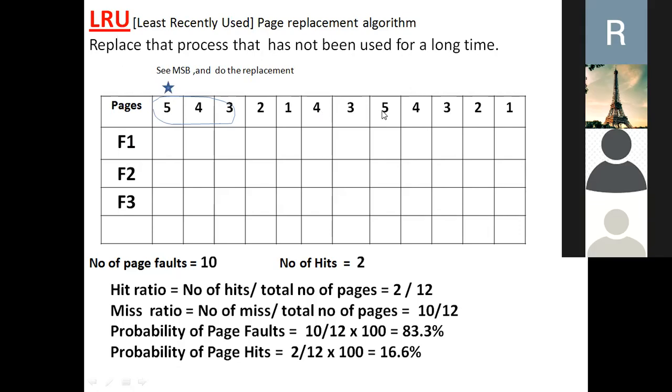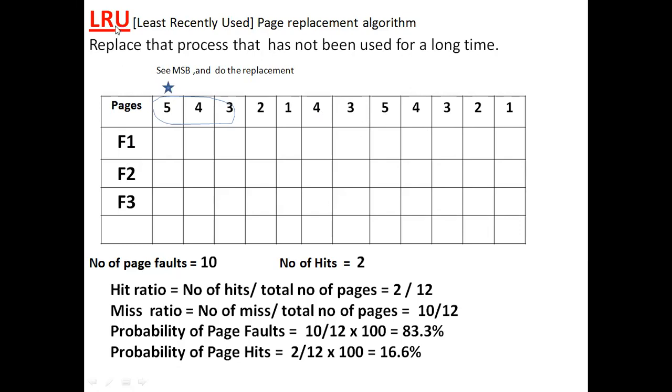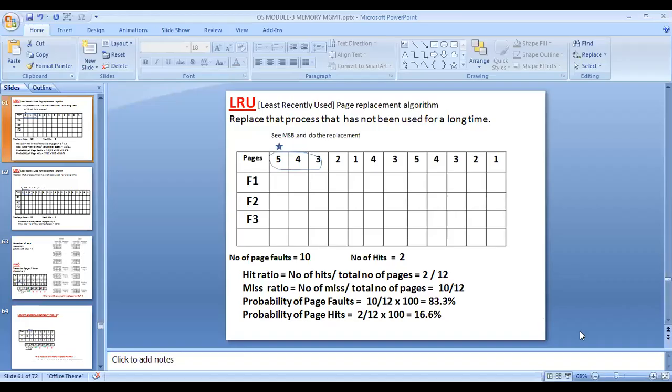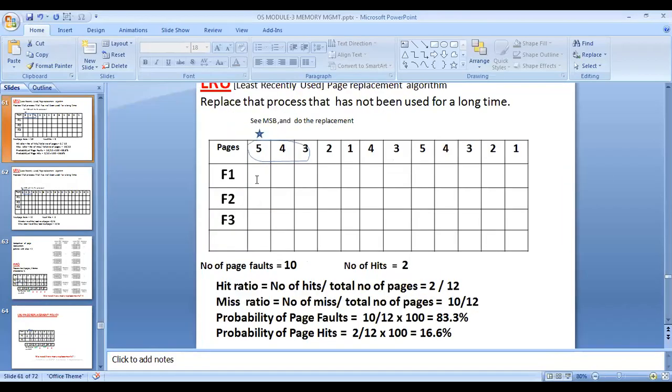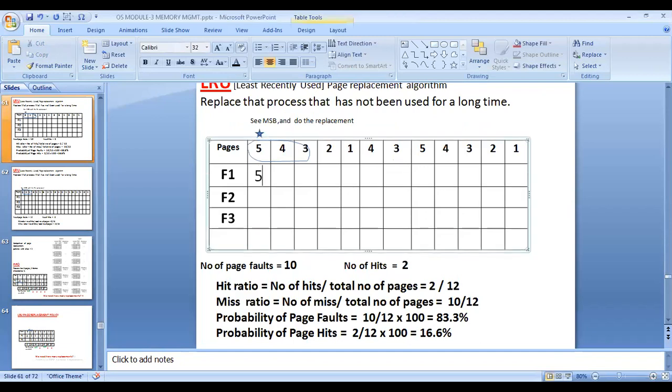The policy you are supposed to use here is least recently used. That means you are supposed to replace that page that has not been used for a long amount of time. Based on this statement, what will be the first step? The first step is assigning the first page, and the first page is page number 5. I can simply store it in frame number 1. So page 5 is stored in frame number 1.